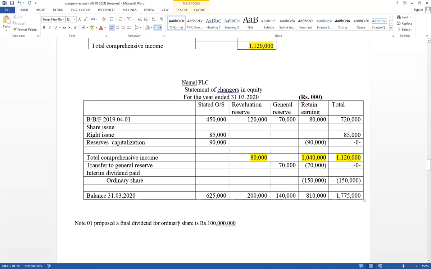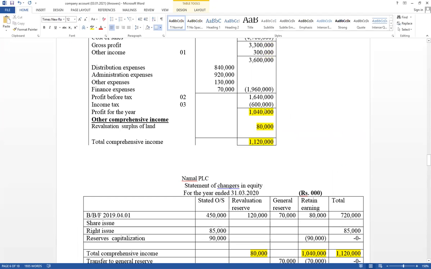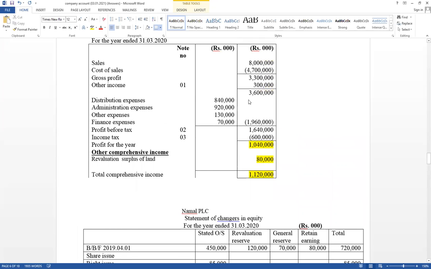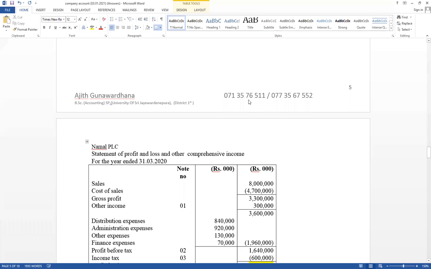Think about proposed dividends for ordinary shares. Note, interim dividends paid should be deducted from retained earnings. Interim dividends, proposed dividends, rights issue, bonus issue, and income tax adjustment: those are the specific areas relevant for a company. Already I have discussed the specific areas for a company. Share issues we have discussed: initial public offer, rights issue, and bonus issue.